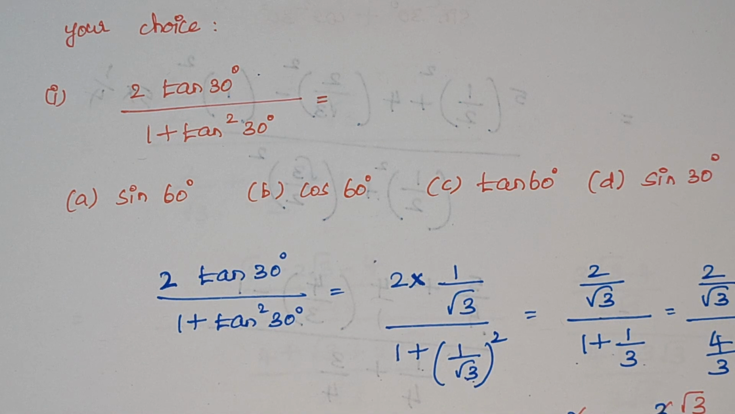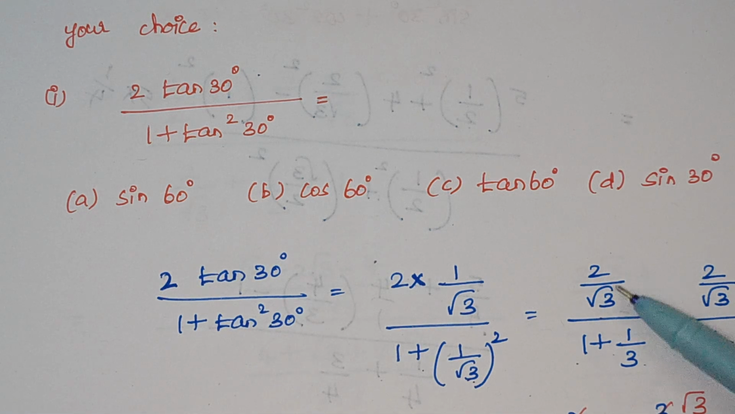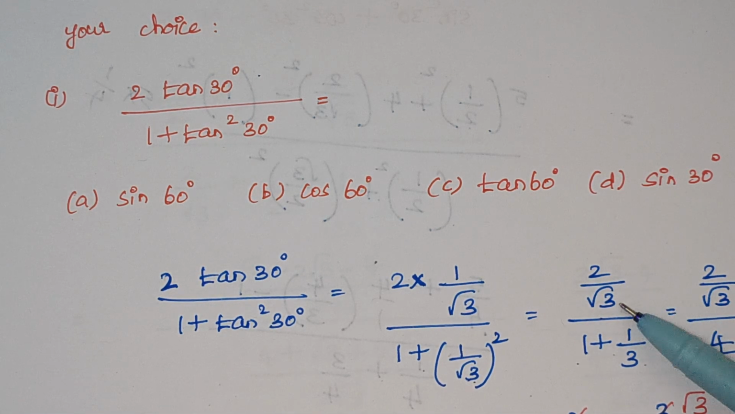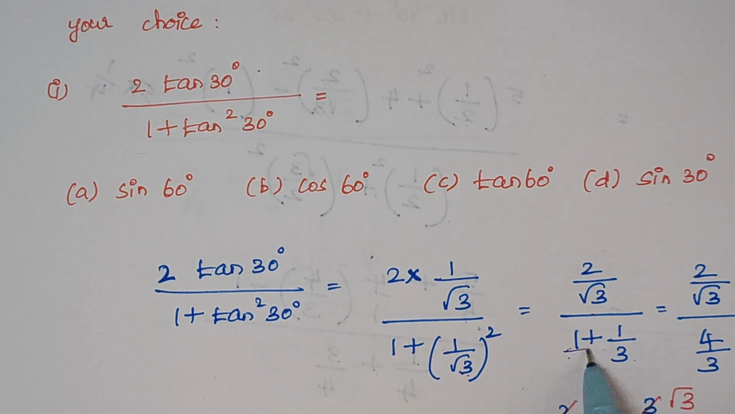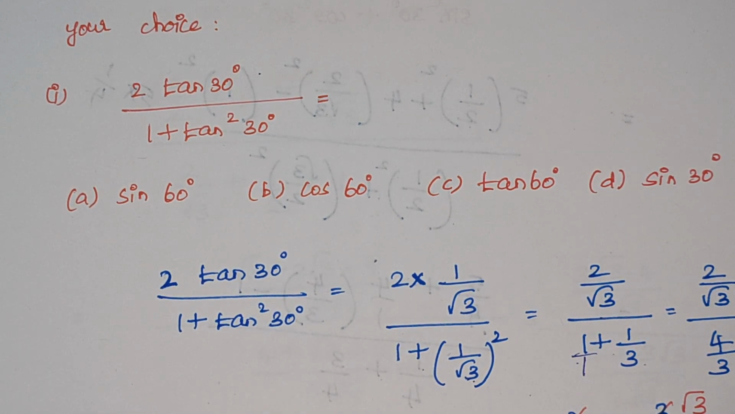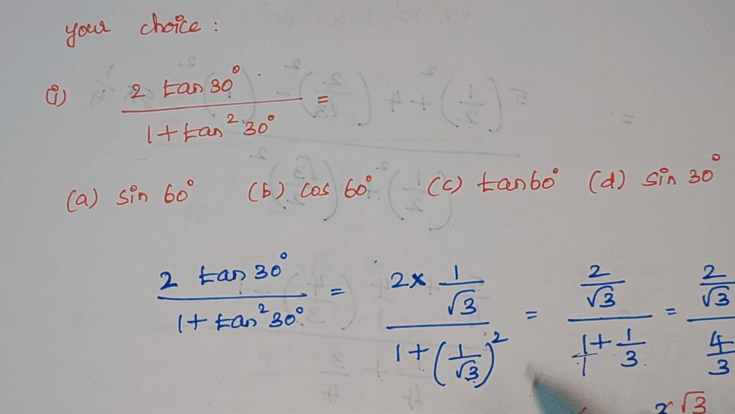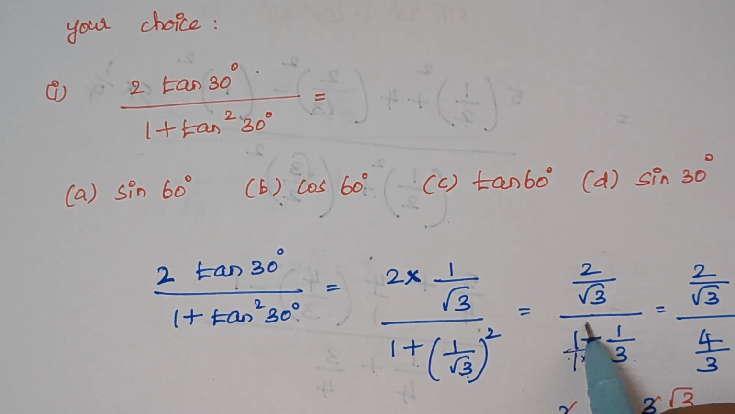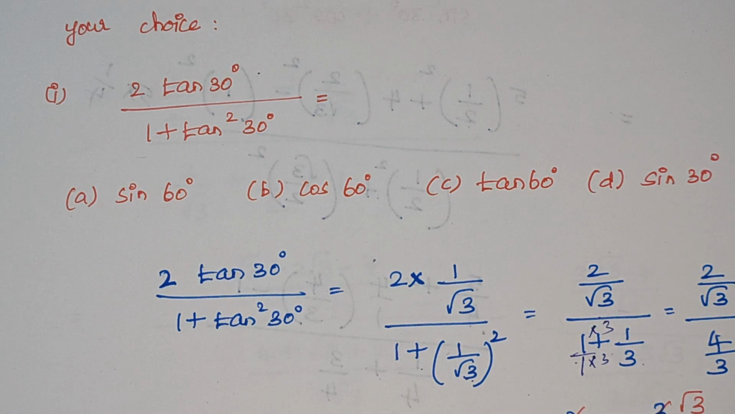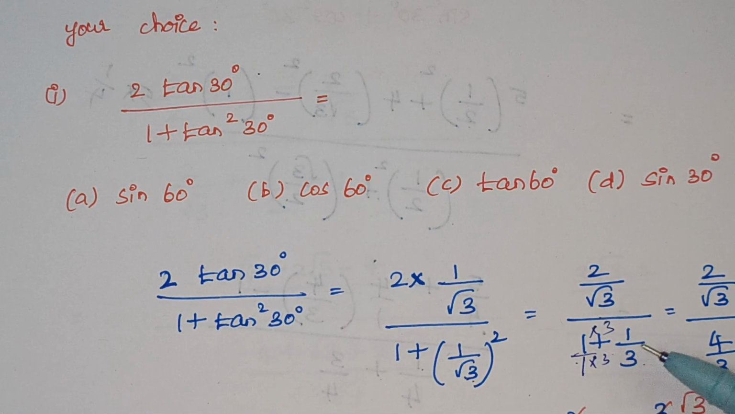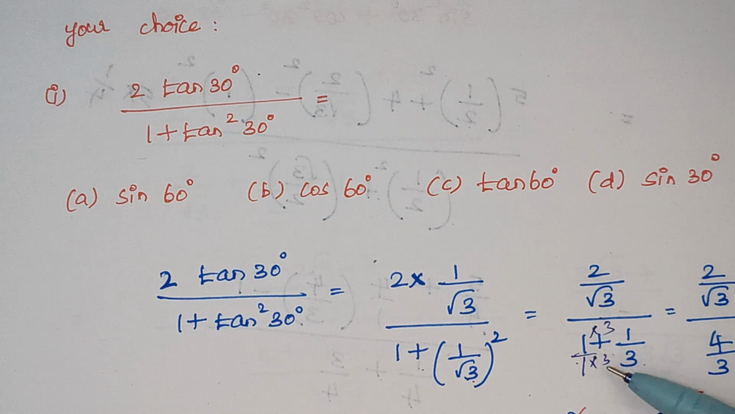Whenever you are having a plus or minus sign, you have to take LCM. Right. So numerator doesn't matter because you are having a single term. So write it 2 by root 3, divided by, here when you take LCM, it is 1 by 1. Right. So here the LCM is 3. So we have to multiply this term by 3. Right. So 1 into 3 is 3 plus 1 by 3. So 3 by 3 plus 1 by 3 is nothing but 4 by 3.